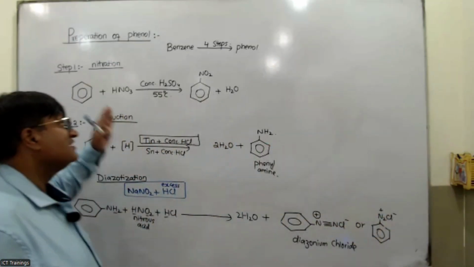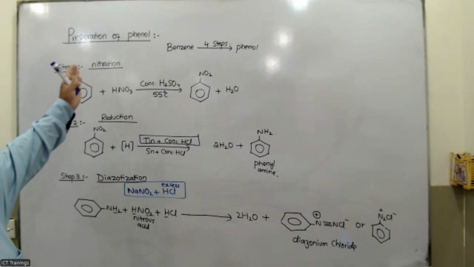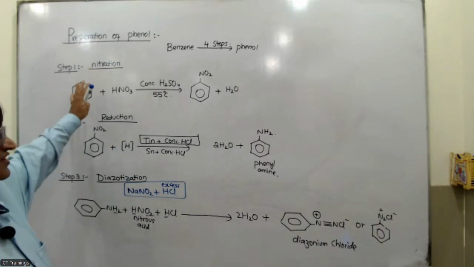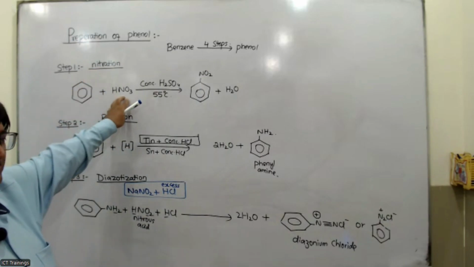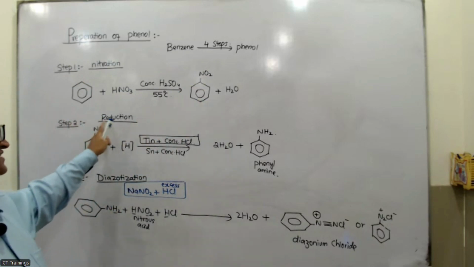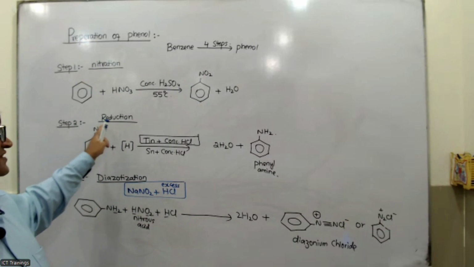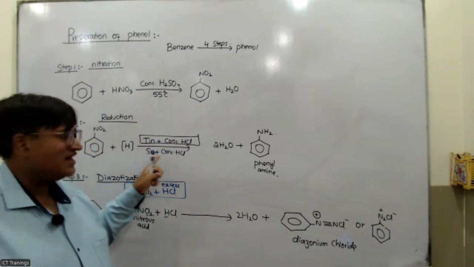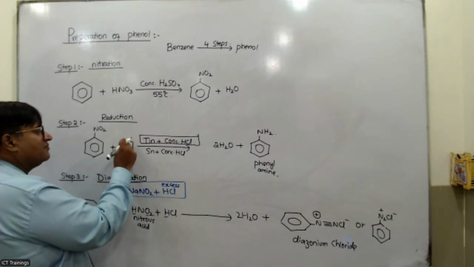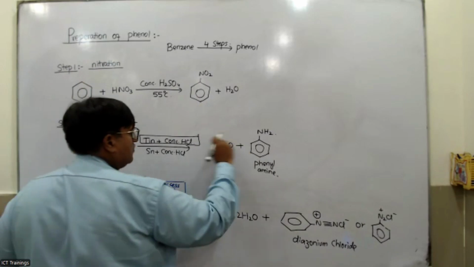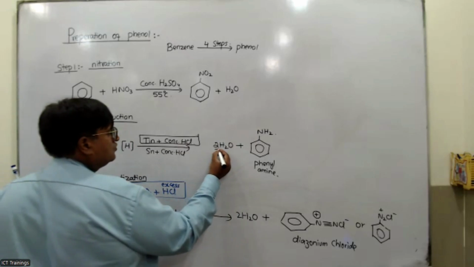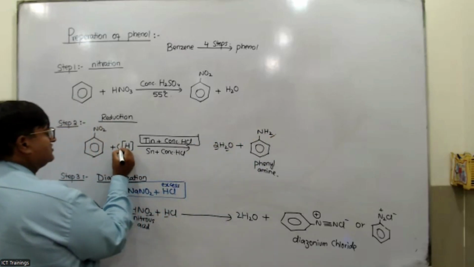Now listen again, guys, what we have done: we want to prepare phenol from benzene. So there are four steps. In the first step, I react the benzene with nitric acid, NO2 is attached, and nitrobenzene is formed. In the second step, I do the reduction of nitrobenzene with tin plus concentrated HCl. This tin plus concentrated HCl has taken out the oxygen from here, so hydrogen and oxygen have formed water, and this nitrogen is attached with hydrogen. So total 6 hydrogens are used.